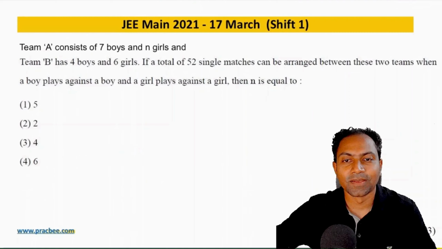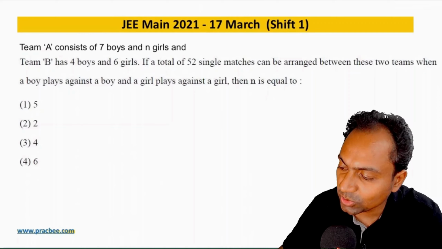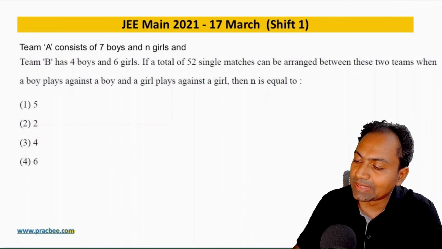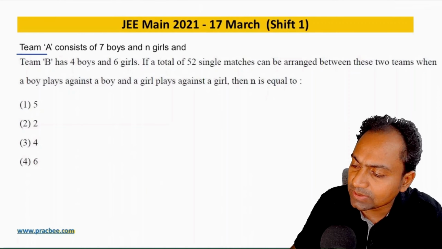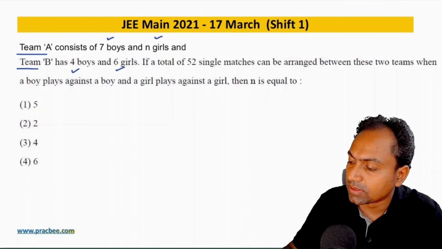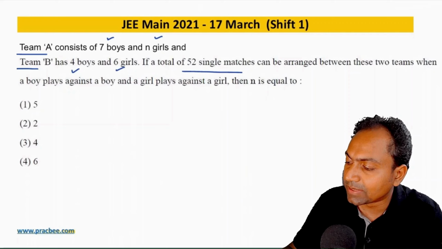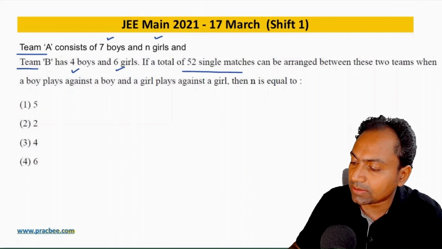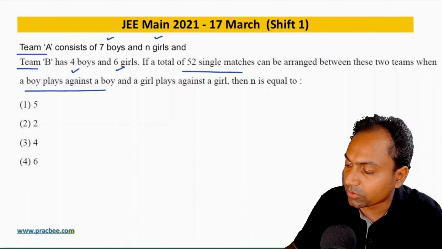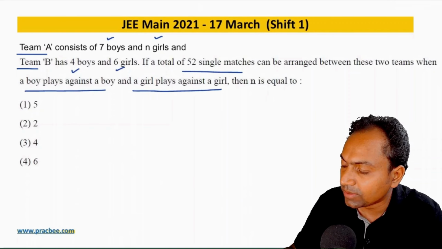Quite a simple question. Now, a similar type of question was also asked in 2021. In this question, they are talking about 2 teams, A and B, consisting of 7 boys and 4 boys, 6 girls. Now, what they're saying is 52 single matches are played in such a manner that the boys of both the teams play together and the girls of both the teams play together.